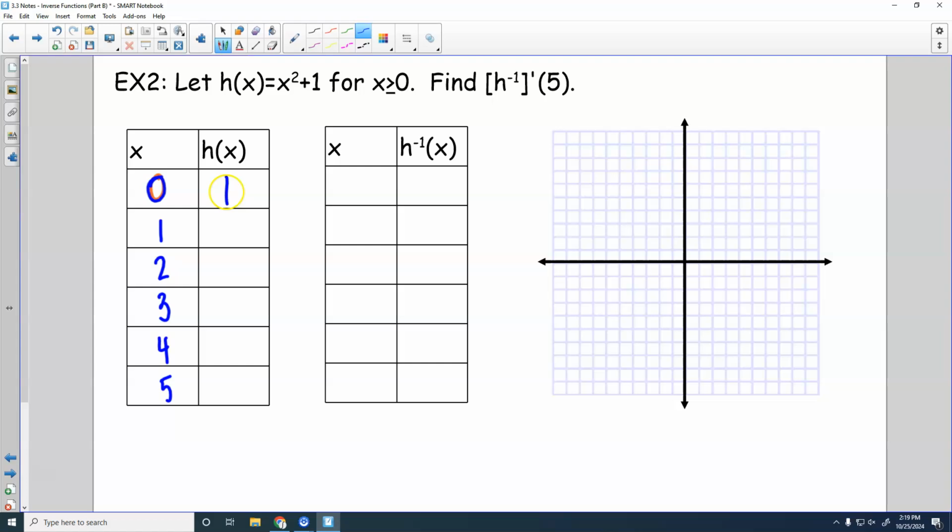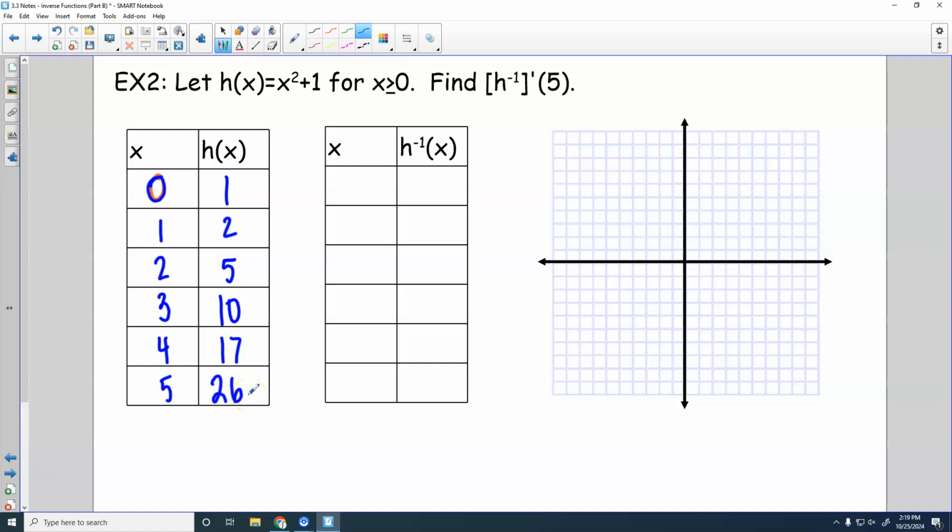So 0 squared plus 1 is just going to give me 1. 1 squared plus 1 will give me 2. 2 squared plus 1 will give me 5. 3 squared plus 1 will give me 10. I could keep going here. Actually, I might need to keep going. I'd have, let's see, 16, 17, and then I'd have 26.